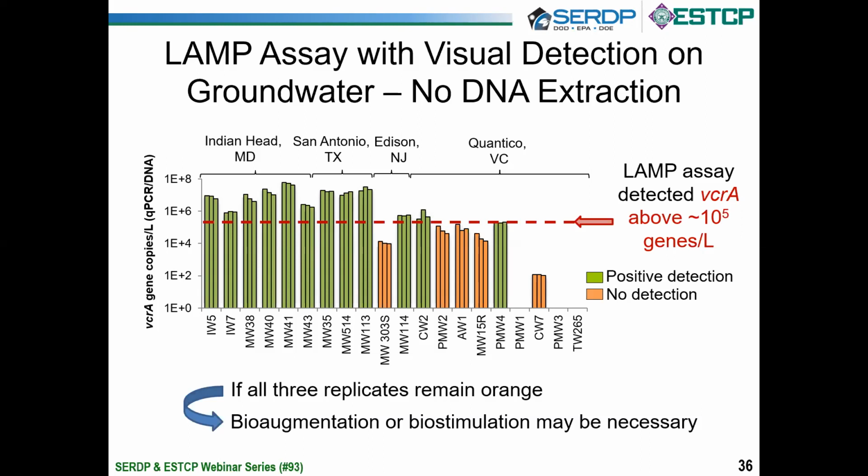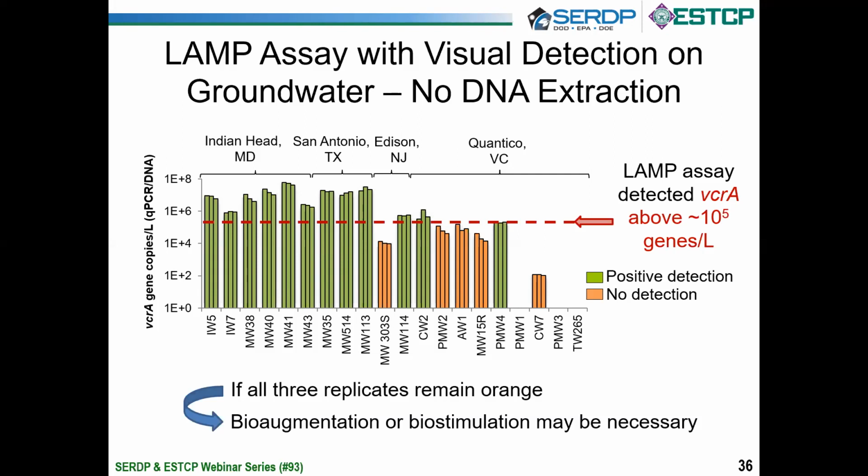On the x-axis are the groundwater wells, and on the y-axis are the values obtained using DNA extraction and qPCR. And so the green bars are those that showed a positive detection with the LAMP-based visual assay without DNA extraction, and the orange bars are those that did not change color. And so the threshold for positive detection with the LAMP assay appears to be approximately 10^5 gene copies of the VCRA gene per liter.